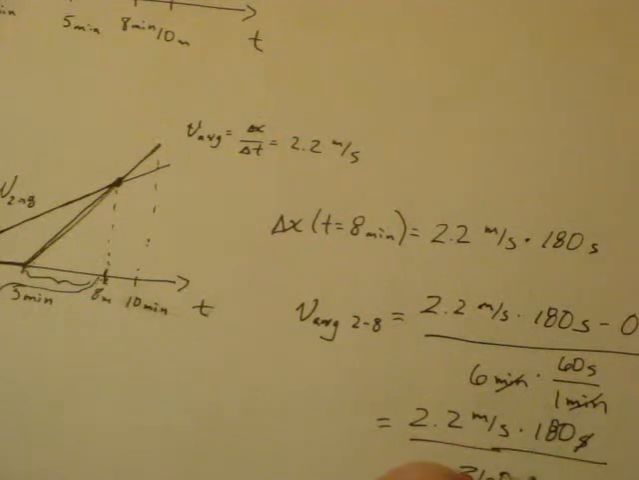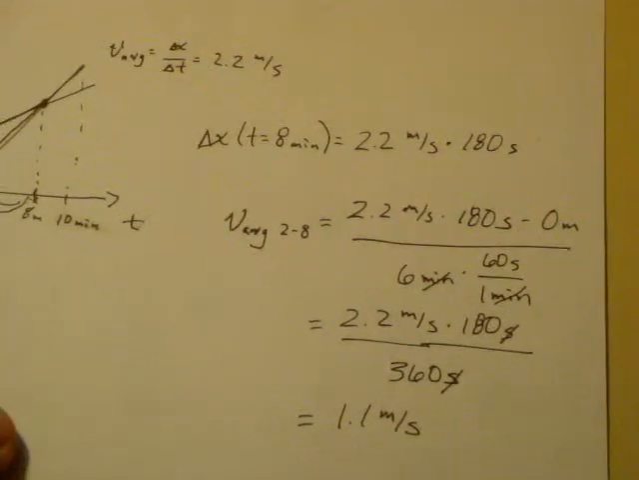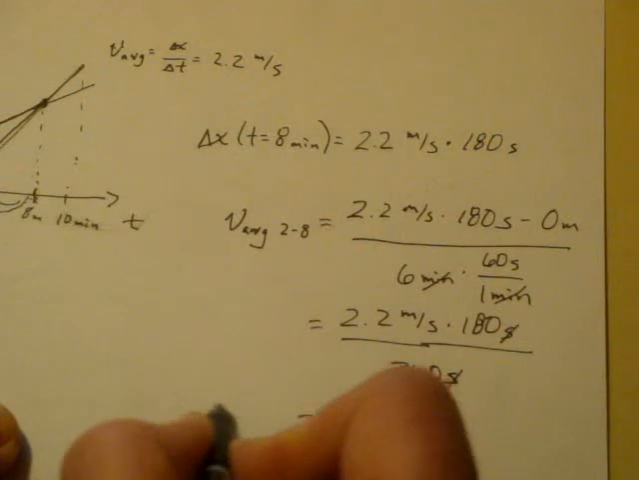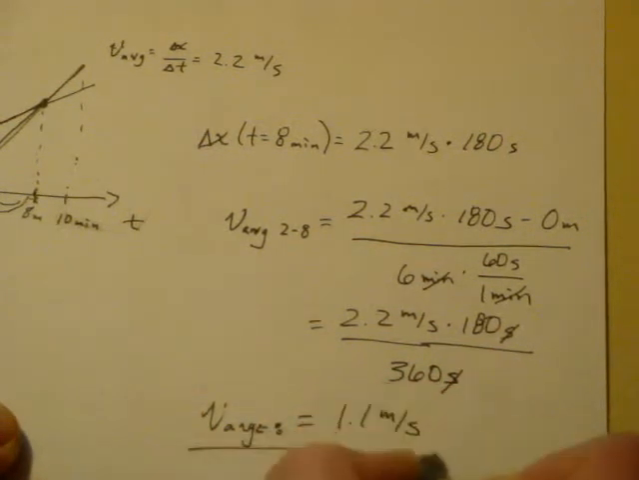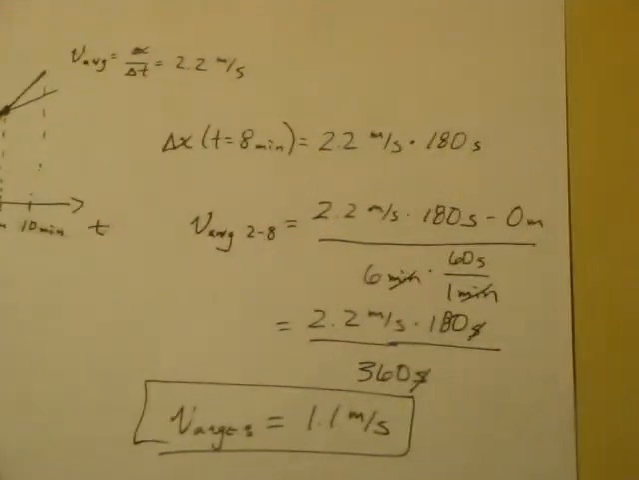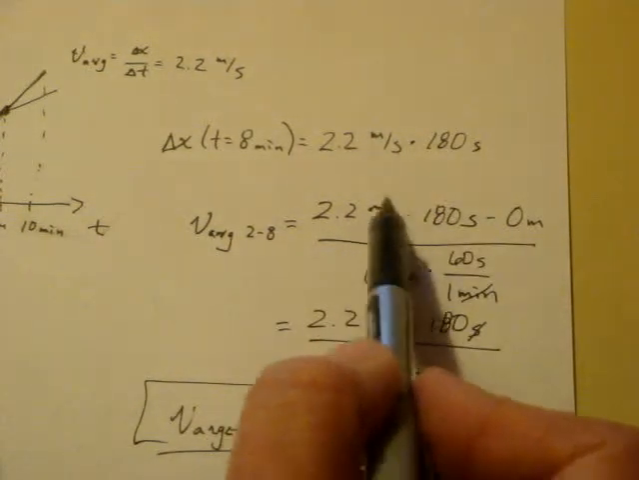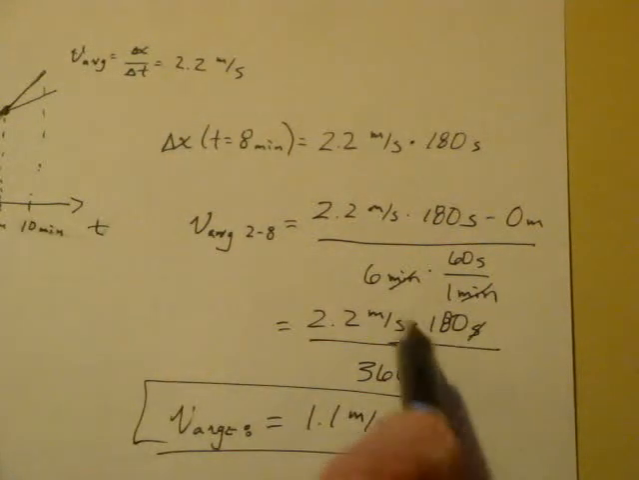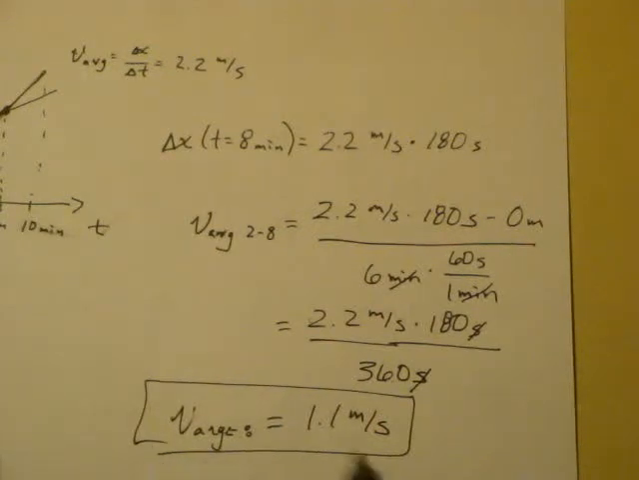The seconds cancel here, and I was even able to do this without a calculator because everything canceled out really nicely. So we get the average velocity between 2 and 8 minutes is 1.1 meters per second. And if you notice, I'll do the average acceleration in the next step. But notice I included my units all the way along this calculation, and it was really helpful. The units ended up canceling out, and if you follow your equation carefully enough, everything should cancel out in the end, well, everything except what you need.